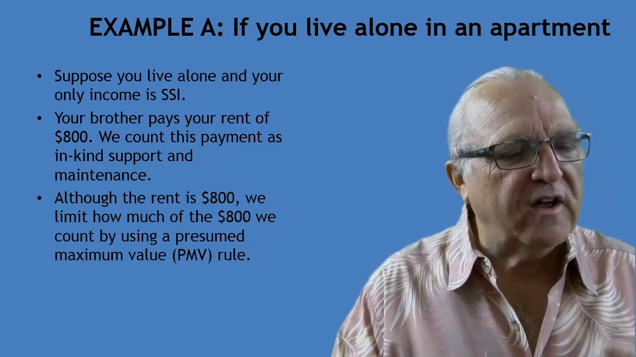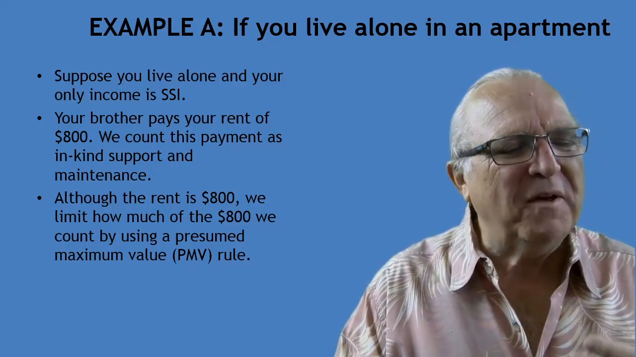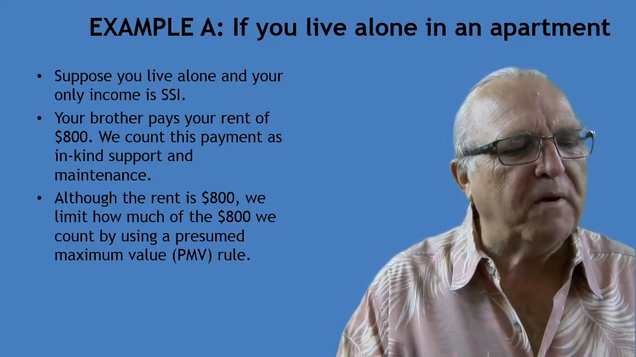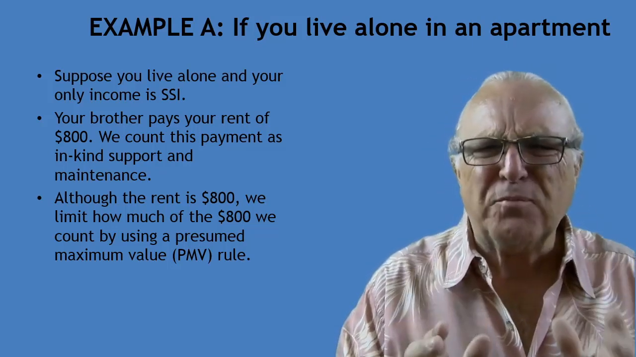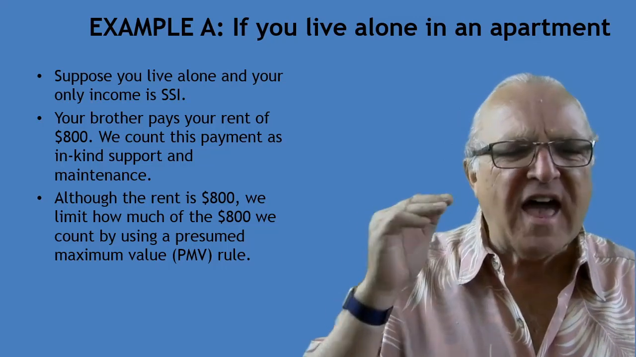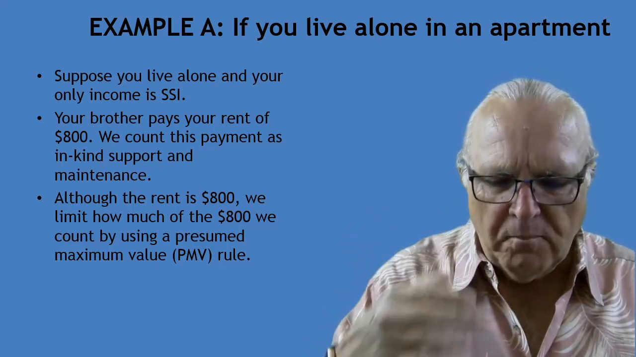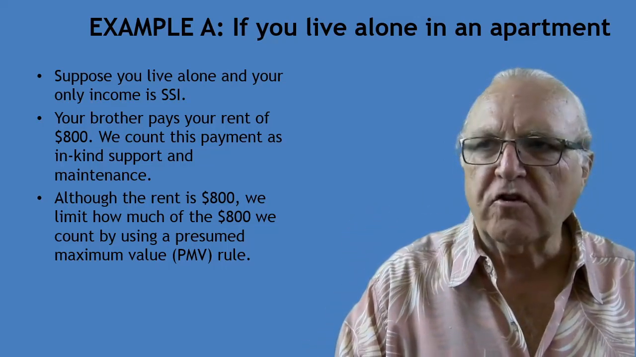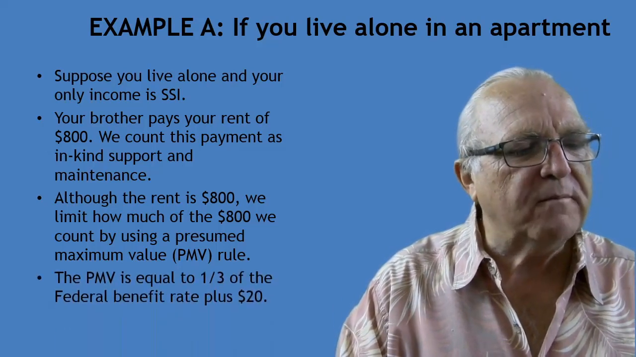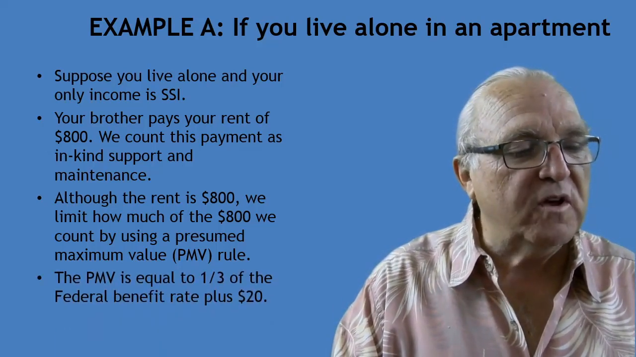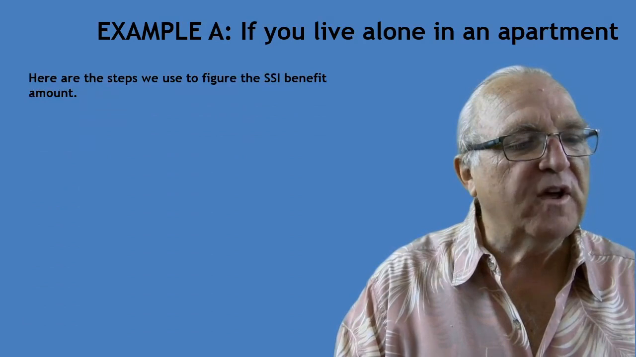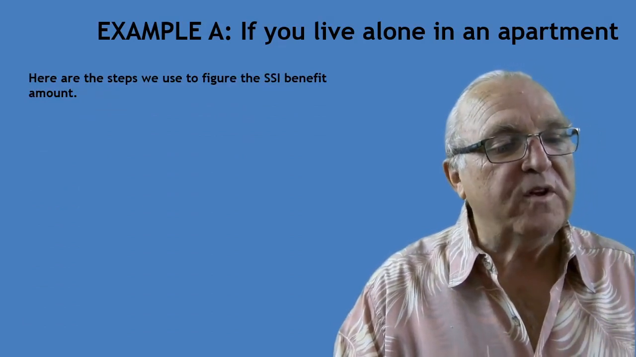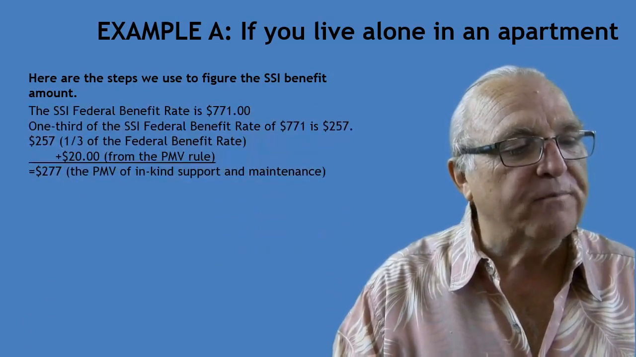So, although the rent is $800, we limit how much of the $800 we count by using what's called the presumed maximum value rule. So you can think of the presumed maximum value rule as the cap of how much, what's the maximum part that Social Security will reduce the SSI benefits by. The presumed maximum value is 1/3 of the federal benefit rate plus $20, okay? So in this example, here are the steps we use to figure out the SSI amount.